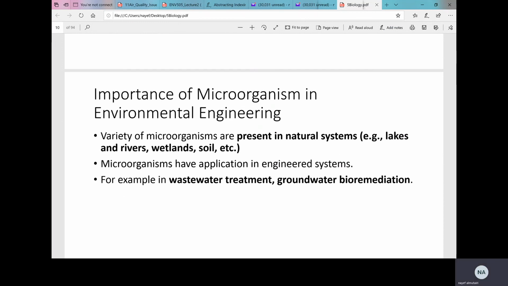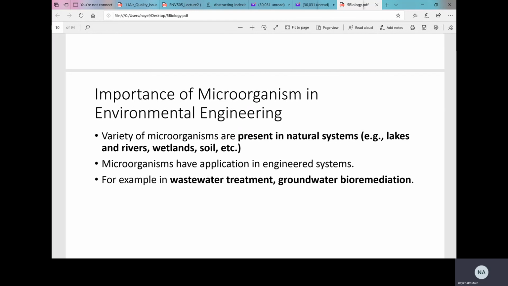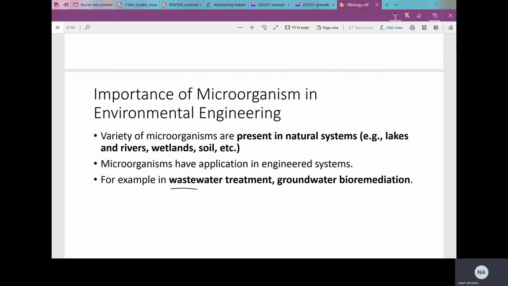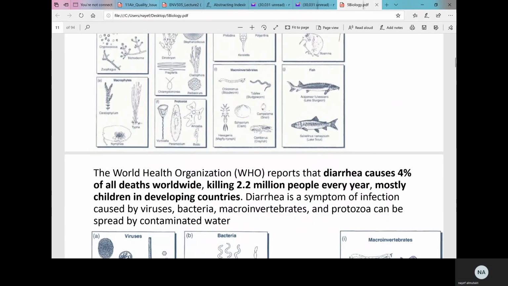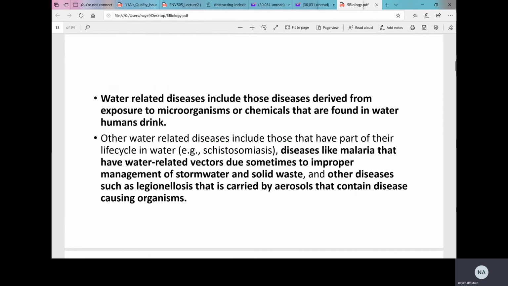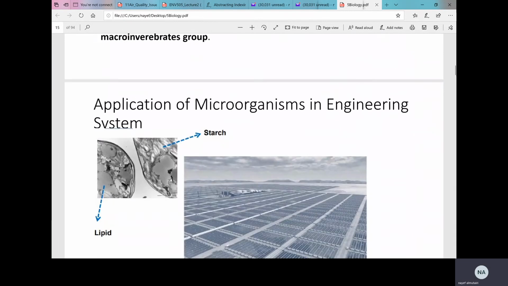Well, also, it is very important to study microorganisms and use them for our benefit. So we are using microorganisms to treat wastewater, and this is a wonderful approach. And also to clean groundwater through groundwater bioremediation. Okay, so let's look at the next slide. That's important.